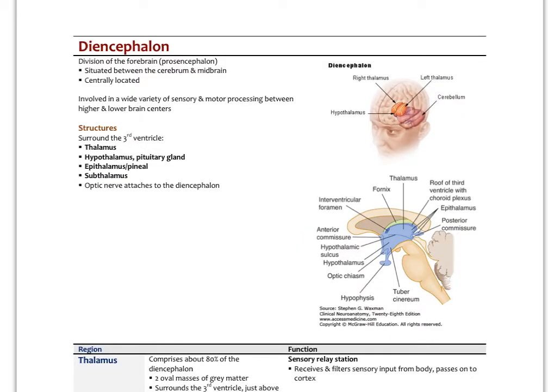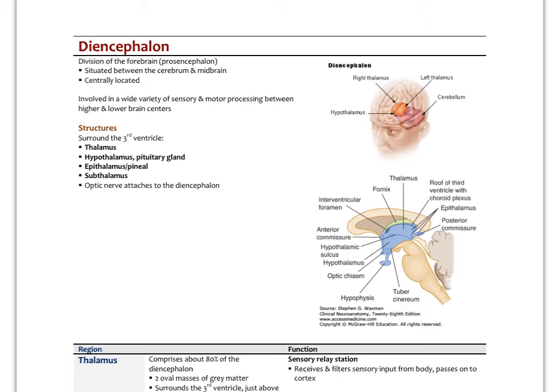So the diencephalon is part of the limbic system here. It's really considered to be a division of the forebrain. So in embryonic development, remember we have these 3 cerebral vesicles that develop at the cranial end of the neural tube. And we can divide that into 3 regions, and the most cephalic region is the forebrain.